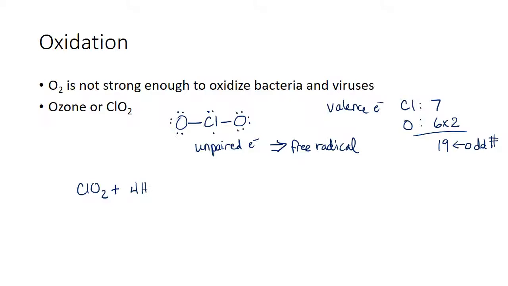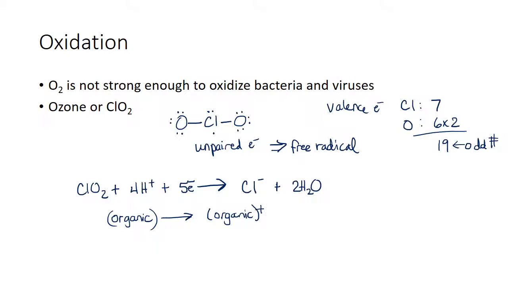In an acid environment, it will pick up 5 electrons, and we'll end up with chloride and water. All right, so where do these electrons come from? If you remember back a week or 2 ago, we talked about these organic molecules. So we have an organic something or other that is going to give up its electrons. We now have an organic cation and an electron.